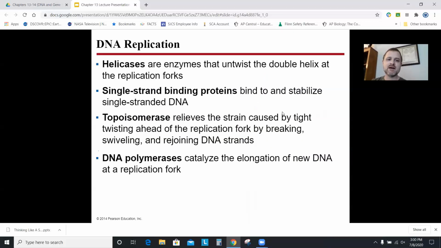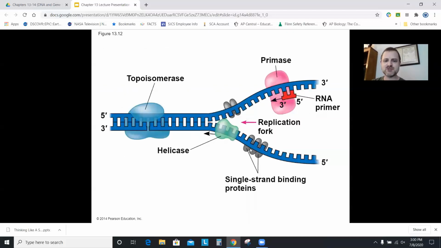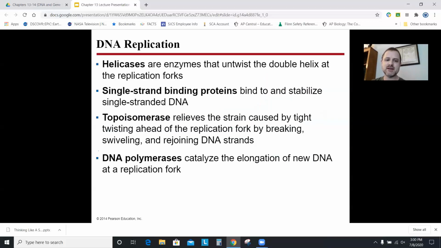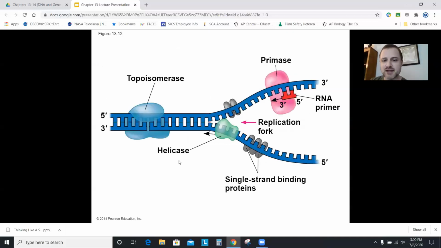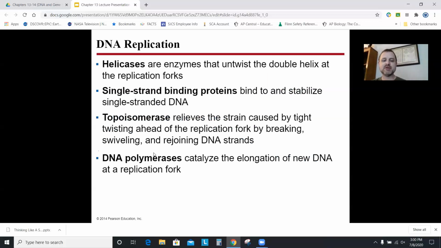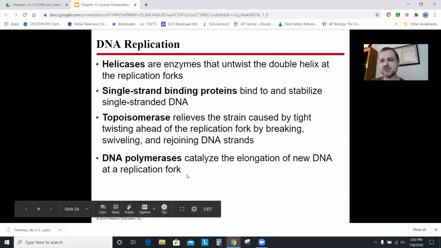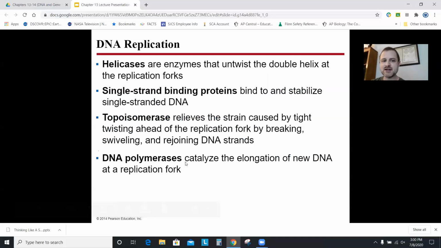Okay. So helicases unzip DNA. Single-stranded binding proteins are upstream of the helicase, and they stabilize the structure. Topoisomerase stabilizes it downstream. Now, DNA polymerase, that isn't on this slide yet. Polymerase is the enzyme that actually builds the new strand. So helicase unzips, single-stranded binding proteins and topoisomerase stabilize, polymerase builds.